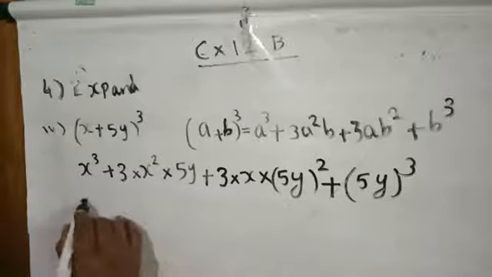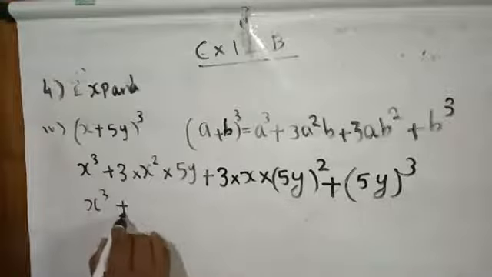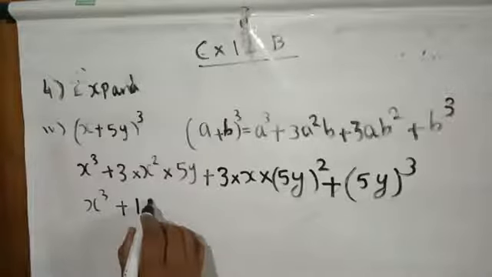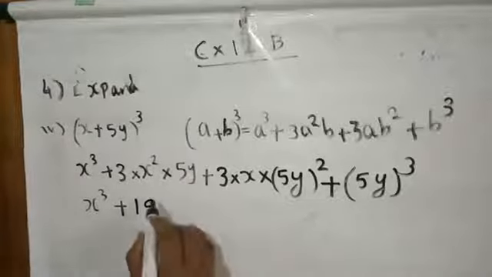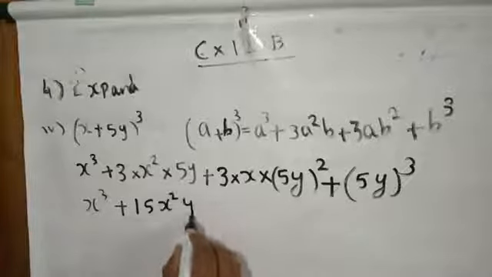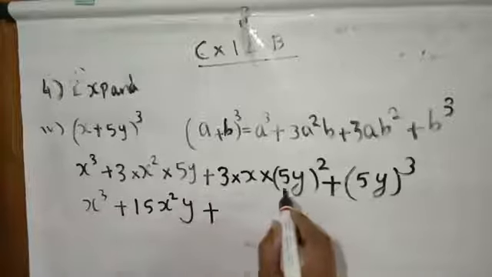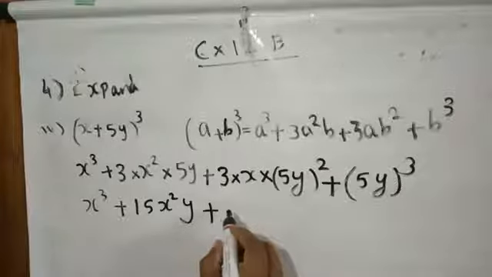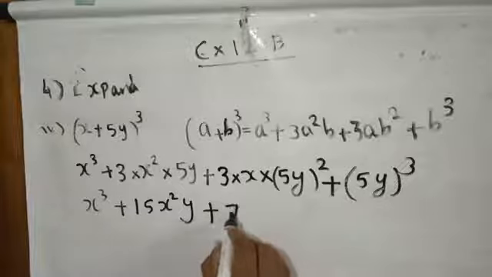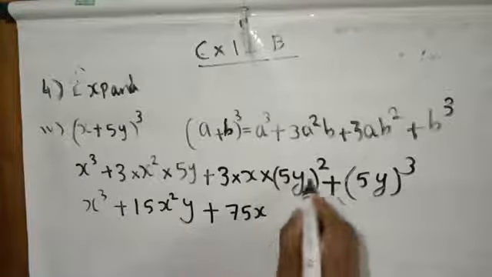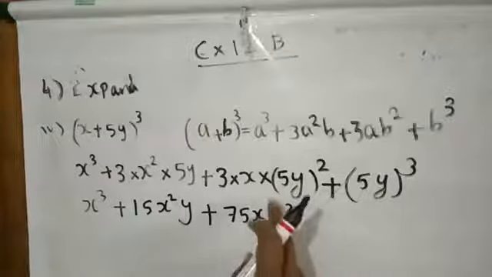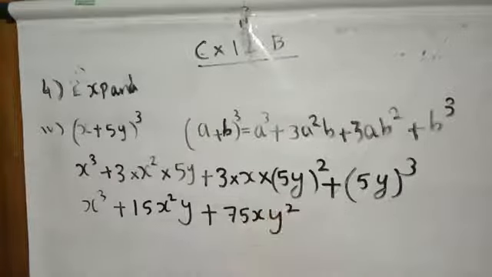Now x cube itself plus 3 into 5. Multiply the constant terms. Here 3 is there, 5 is there. 3 5s are 15. 15 x square y. Okay. Plus 3 into 5 square 25, you know. 5 square is there. 5 square 25. 25 into 3, 75 x into y square. Okay, square of y. Here 5y the whole square means 25 y square.